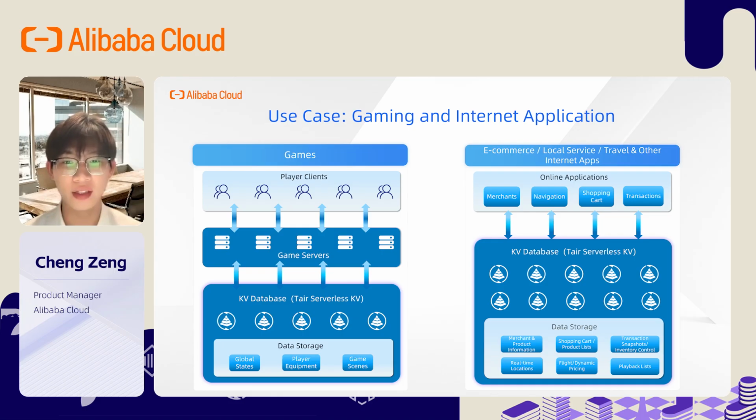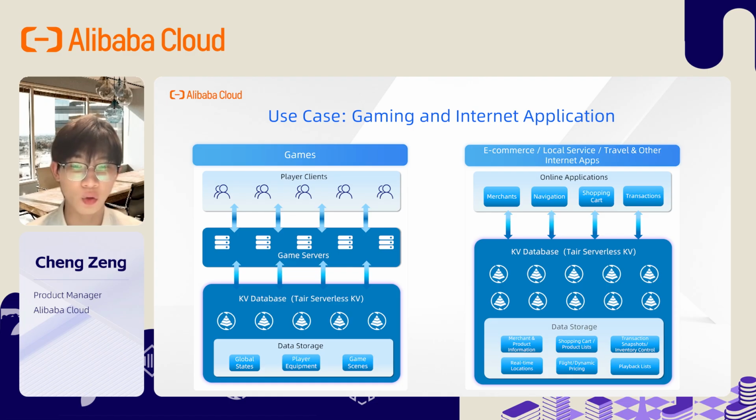And in gaming scenarios, global state includes shared game data such as the leaderboard, system announcements, chat rooms, and so on. So this data requires fast read and write access and must be available to all players in real time. Therefore, the high concurrency and low latency features of the serverless KV can well meet these requirements.